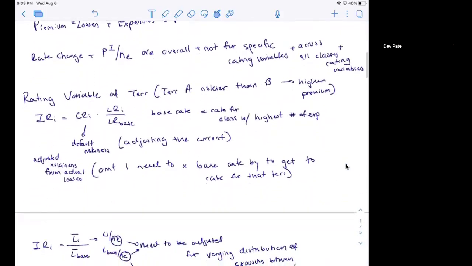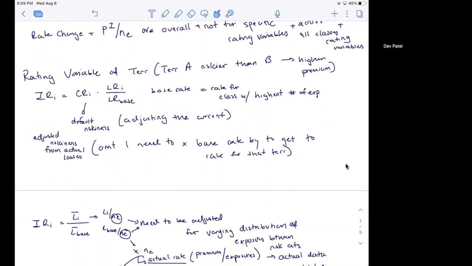And then rate change, and again, as I said, rate change and the indicated premium per exposure are overall, and they're not for specific rating variables. So they are across all different classes, all different rating variables. They are not for a specific territory or a specific class in a rating variable. They are for the overall across all rating variables.